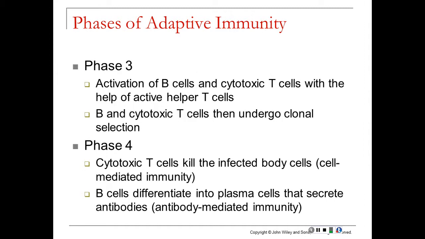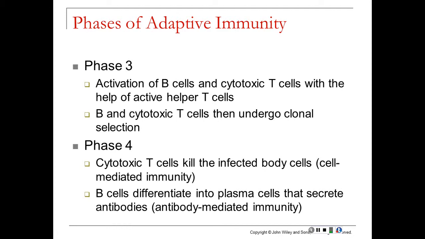Phase 3 is when the B cells become activated and cytotoxic T cells, which are just a subset of T cells, will also help as well as the helper T cells. B cells and cytotoxic T cells then undergo clonal selection, which again just means they're going to differentiate to form those memory cells. Phase 4 is when the cytotoxic T cells kill the infected body cells.